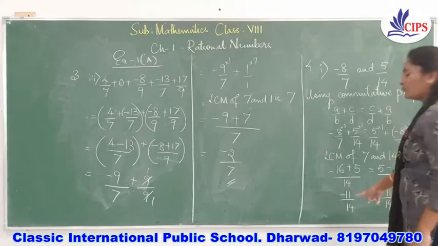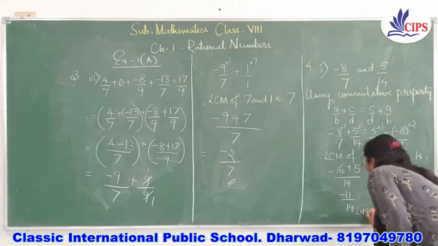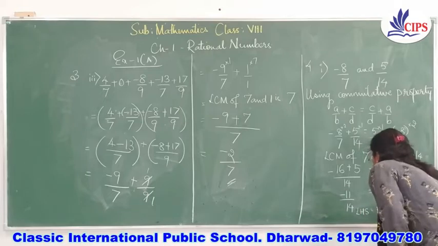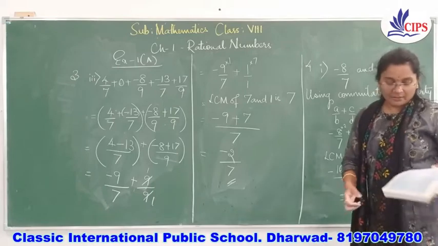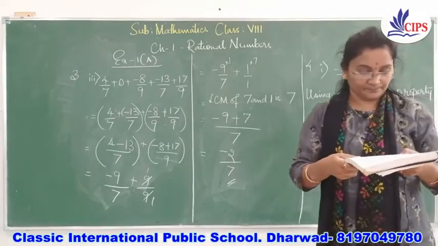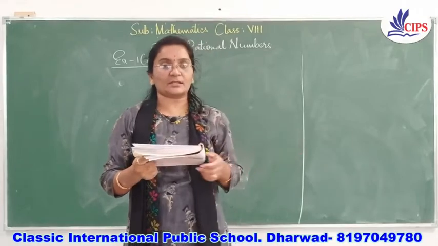So here we have got the same answers on both sides. So what will we write here? LHS is equal to RHS. Understood how to verify it? Okay, very good. Okay, we have verified LHS is equal to RHS in the first sum.